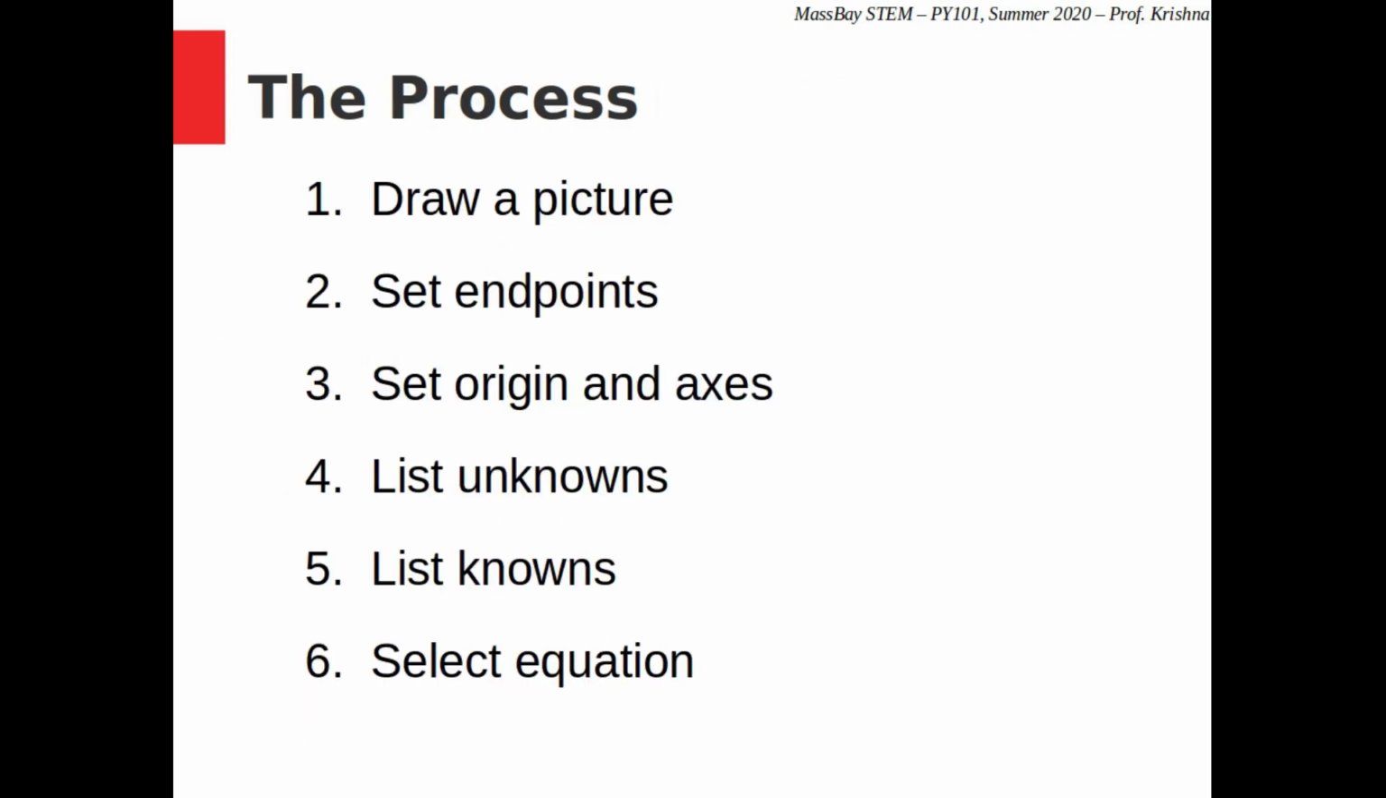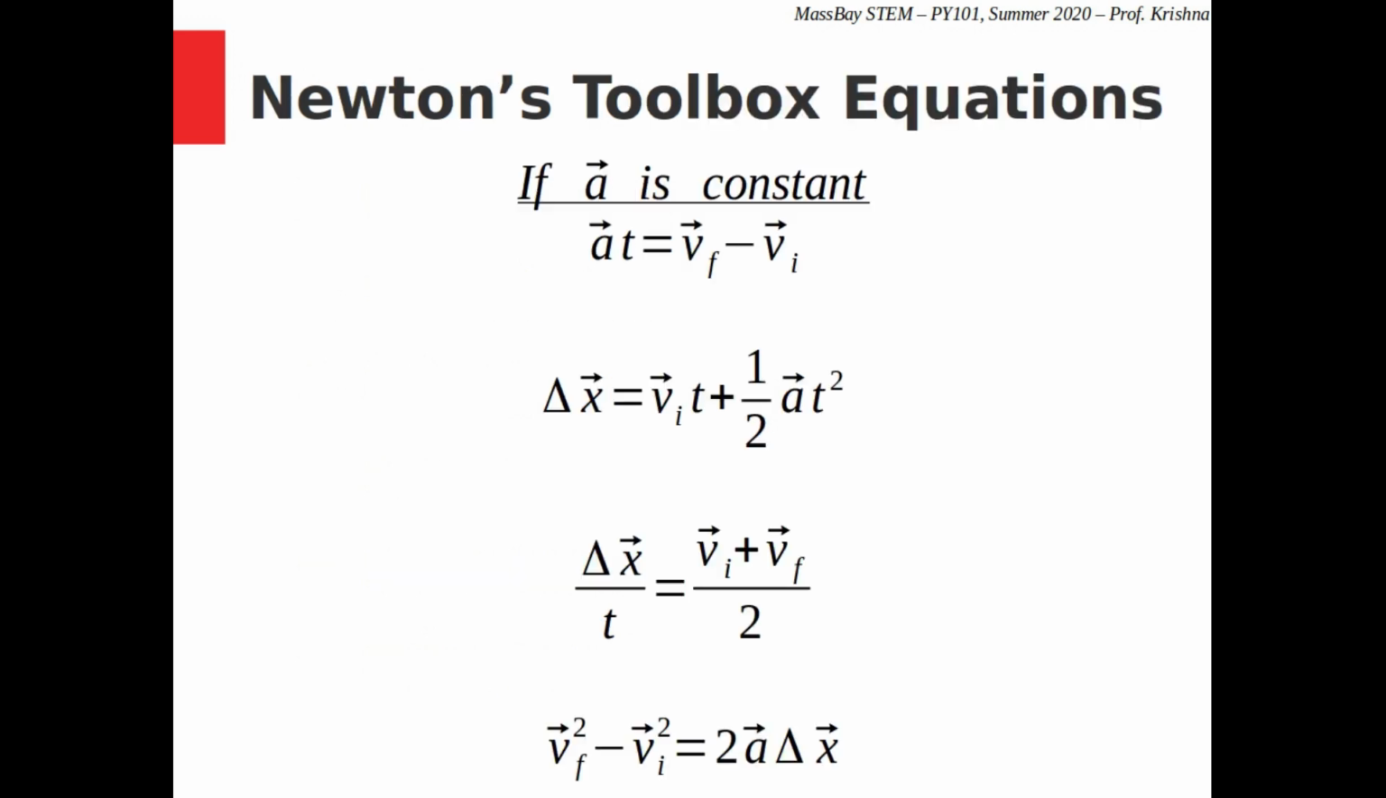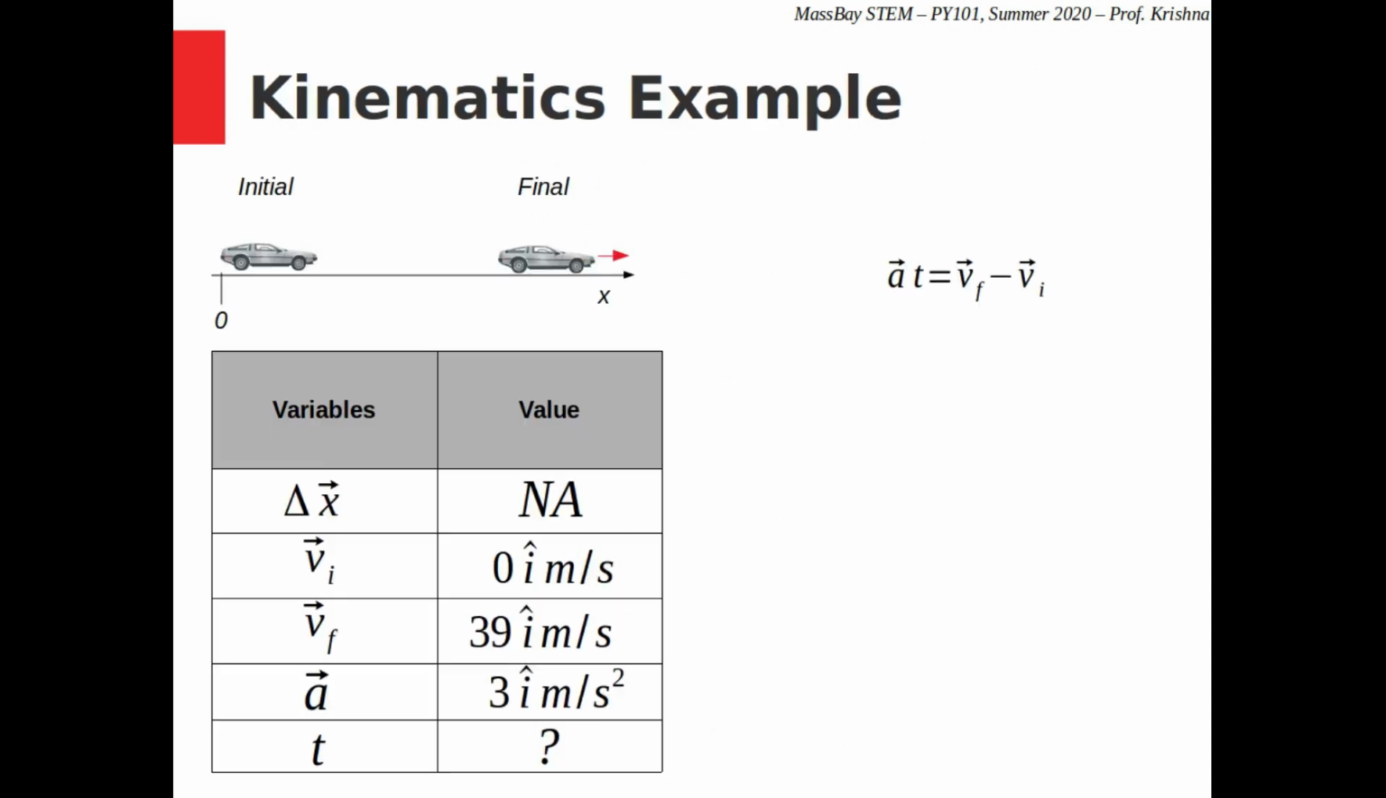Step 6. Find the equation that relates the knowns to the unknown. The unknown is time, while the knowns are acceleration, initial velocity, and final velocity. Out of the Toolbox equations, there's only one that uses these 4 specific variables. That's equation 1. So that's the one we have to use.